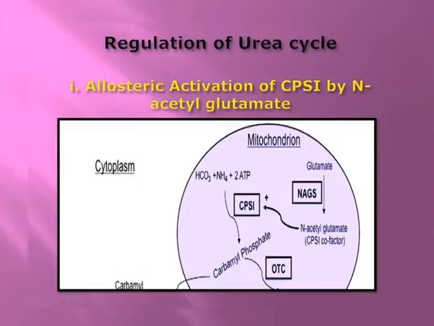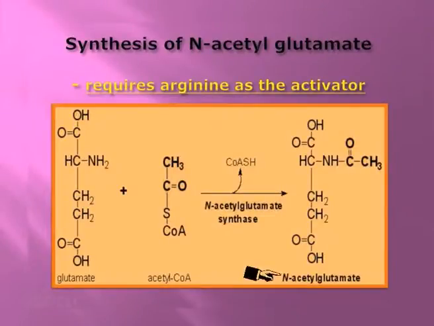The first way of regulation is through allosteric activation. The allosteric activator is N-acetyl glutamate, which activates the enzyme required in first step of urea cycle, which is carbamoyl phosphate synthetase 1. Now this is a very important step of urea cycle and we may call it the rate limiting step, because all the other steps are dependent on this step only. N-acetyl glutamate is formed from glutamate and acetyl-CoA.